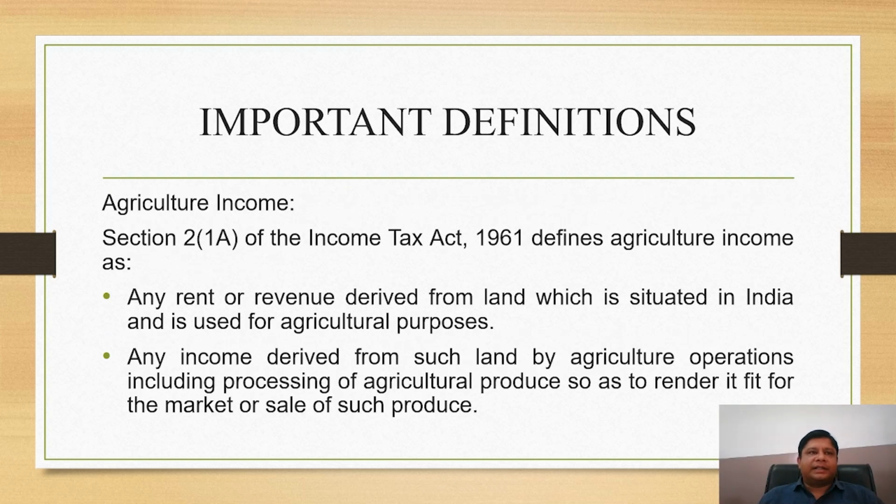Moving further, agriculture income. Section 2, subsection 1A of the Income Tax Act 1961 defines agriculture income as any rent or revenue derived from land which is situated in India and is used for agriculture purposes. Any income derived from such land by agriculture operations, including processing of agricultural produce, so as to render it fit for the market or sale of such produce.